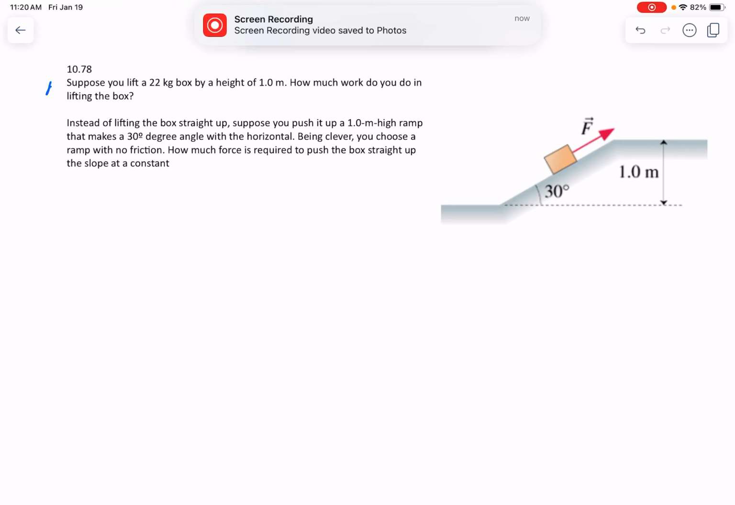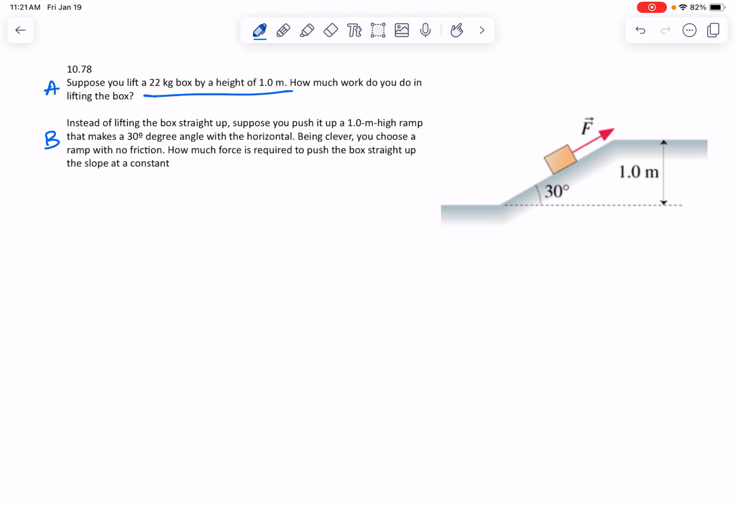So this has got a part A and a part B. If you're going to lift the box 1 meter, then you're just going to do the potential energy. The U of gravity is mgh, right? And so you can solve for mgh. You'll get a number right there.